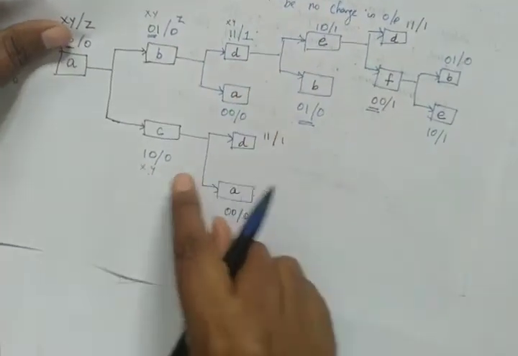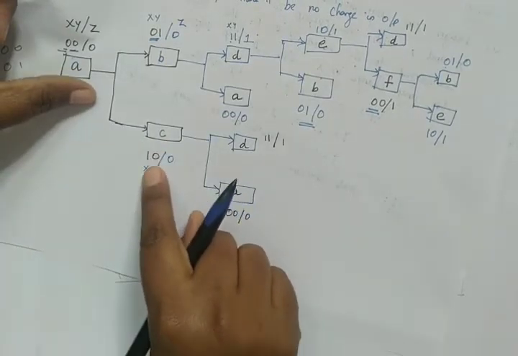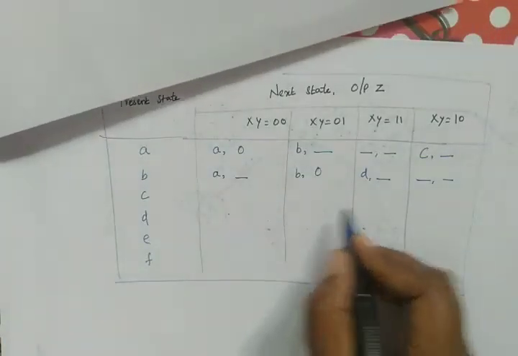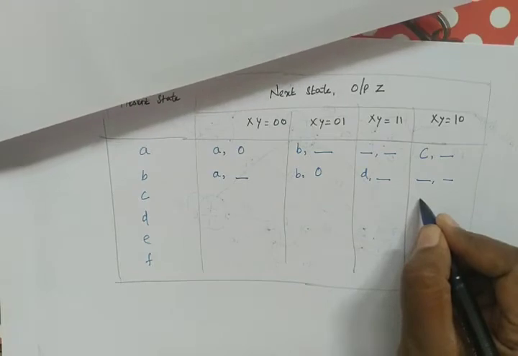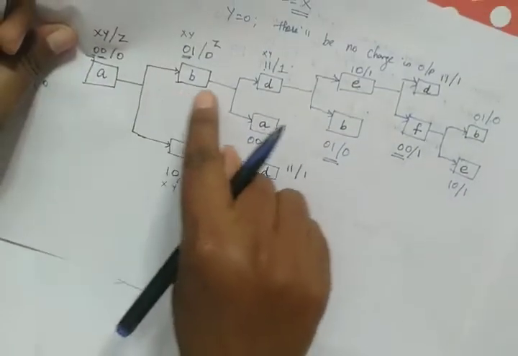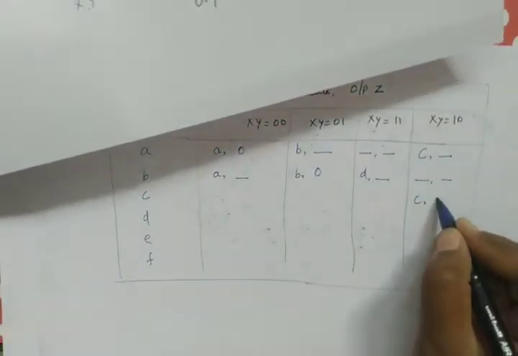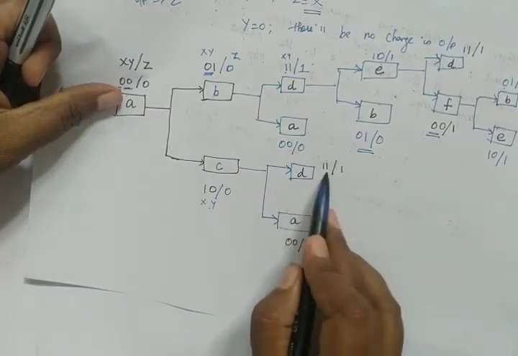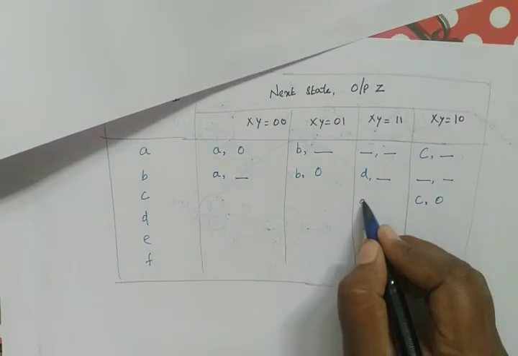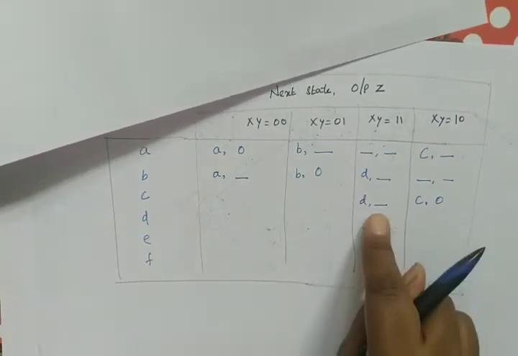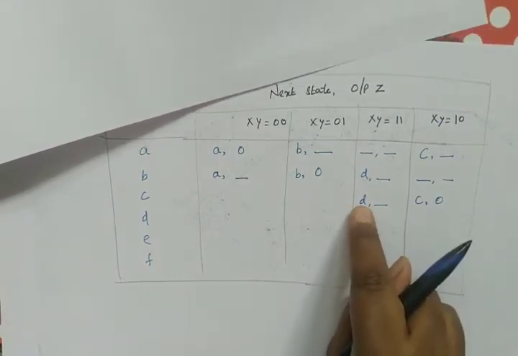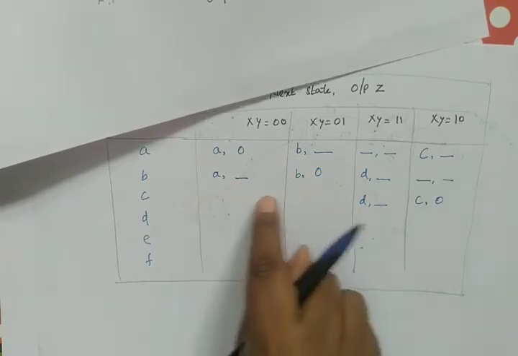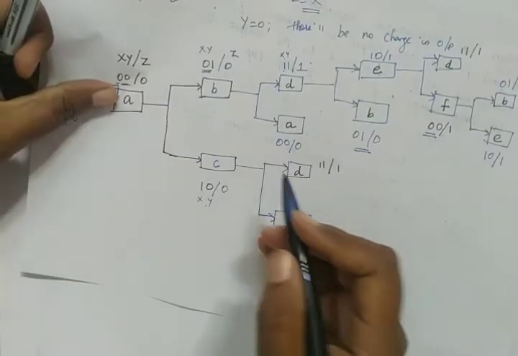Then let us move to C. C, when it is 1 0, remains in the same state, and the output for this will be 0. So C comma 0. Then C will move to D when it is 1 1. We should not represent output because this is another state. If we get C here, then we have to write the output.